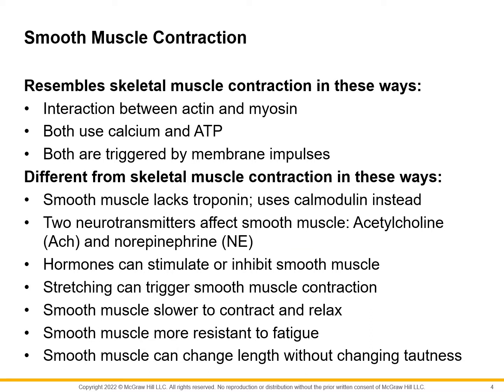Smooth muscle has some things that you can remember, but the very first big thing is, smooth muscle lacks troponin. Remember, troponin was what was on the actin, and it held tropomyosin in place. Troponin is not in smooth muscle. Instead, it is a molecule called calmodulin, and it is what is used. So remember, in smooth muscle, no troponin, it is calmodulin.